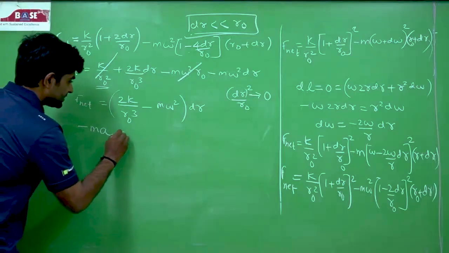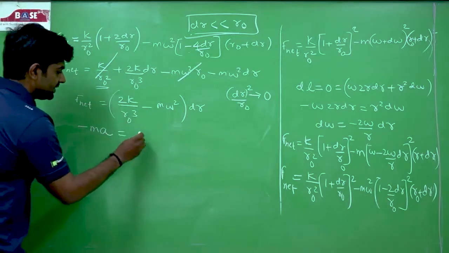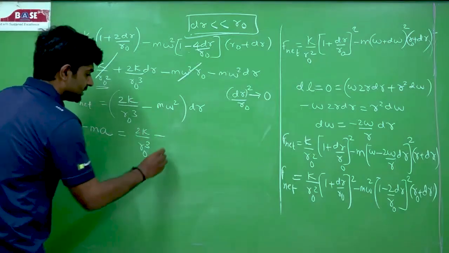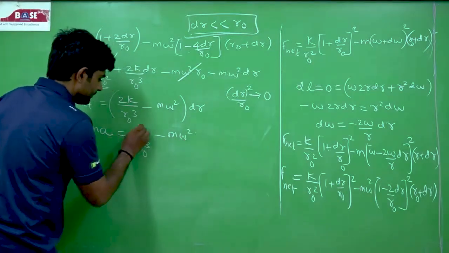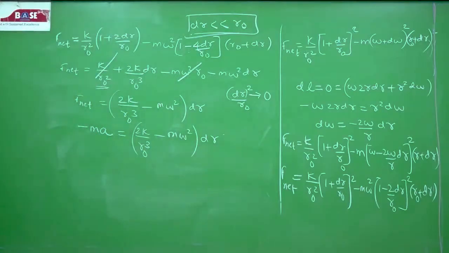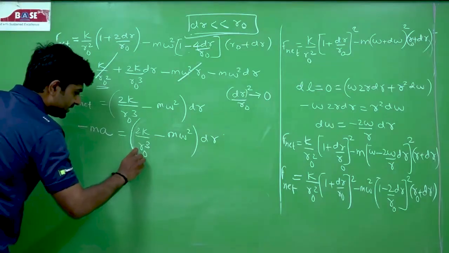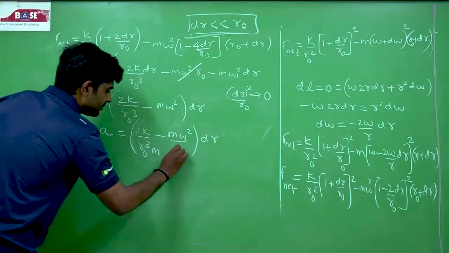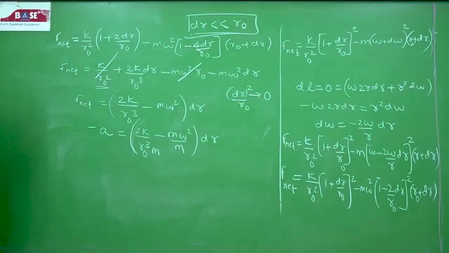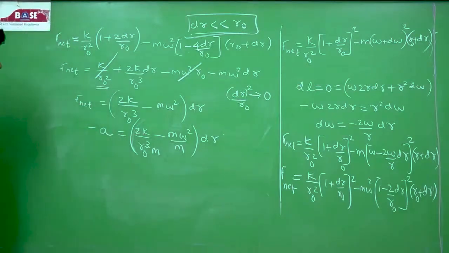So we can write this as 2k by r naught cube minus m omega squared dr, right? So this is what we have. I'll be sending this mass m to the denominator, and one more m here. So this is gone. So we have acceleration as this value. Let's simplify it further. So we have this quantity.